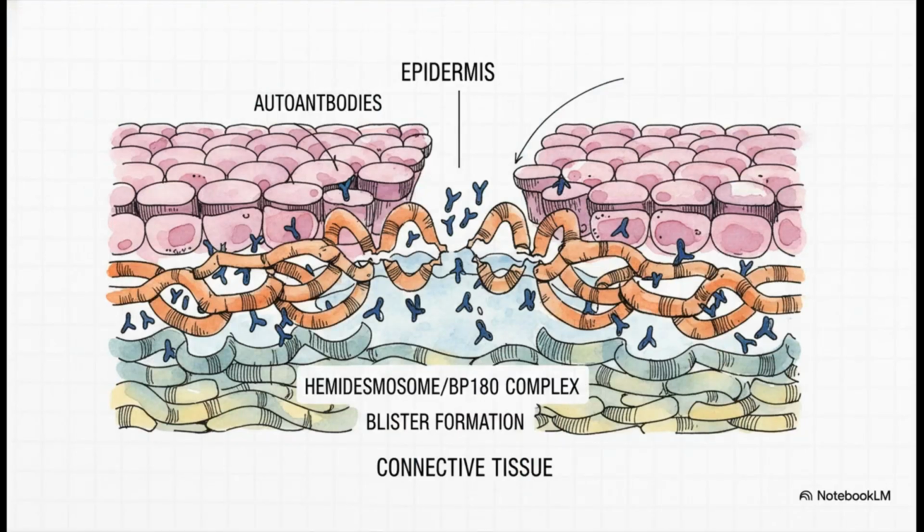So who's the bad guy here? Well, the immune system mistakenly goes after a protein called BP180. You can think of BP180 as part of the molecular Velcro that anchors the epithelium to the connective tissue underneath. So when it gets attacked, that connection gets weak, the layers pull apart, and you get blisters.